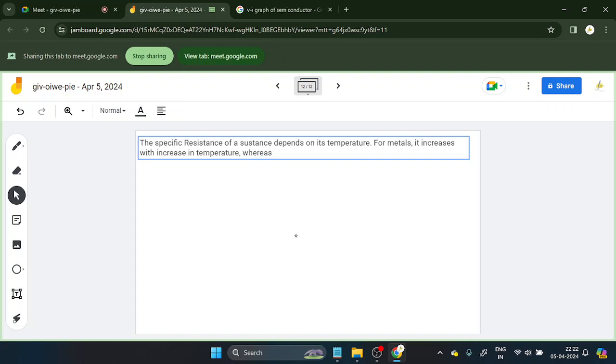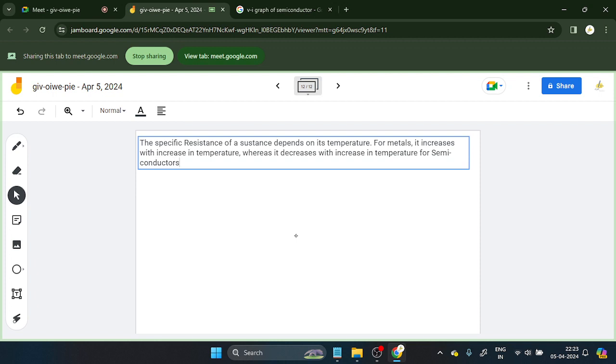Whereas it decreases with the increase in temperature for semiconductors or alloys. It decreases with increase in what? Temperature. For what? Semiconductors and various alloys.